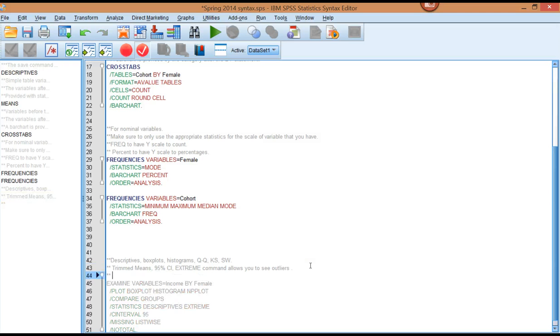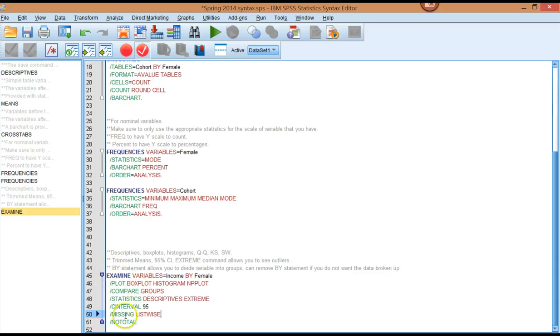And so if you do include the by statement, then you can divide it up by groups. The by statement allows you to divide the variable into groups, but you can remove it. So that's important to know.